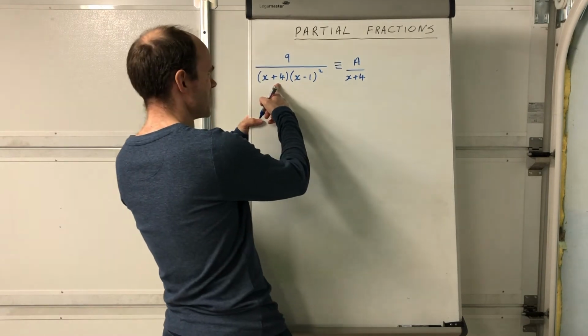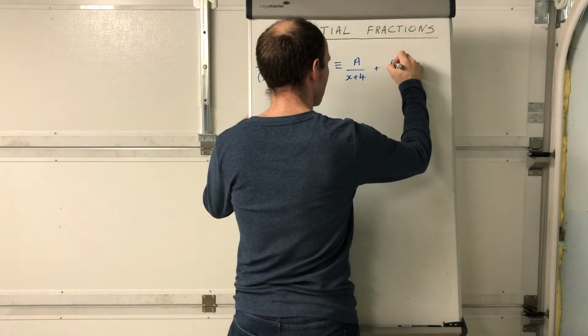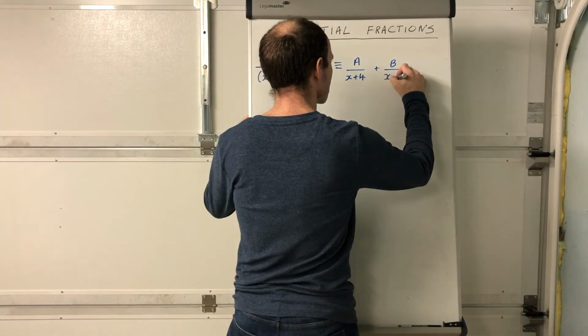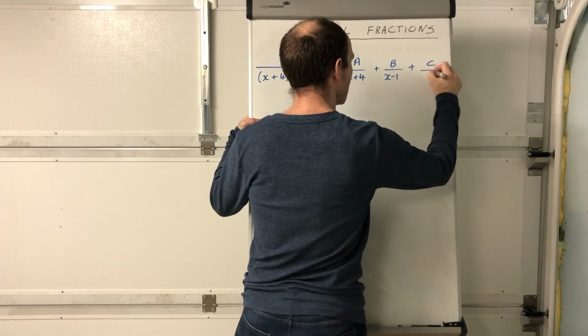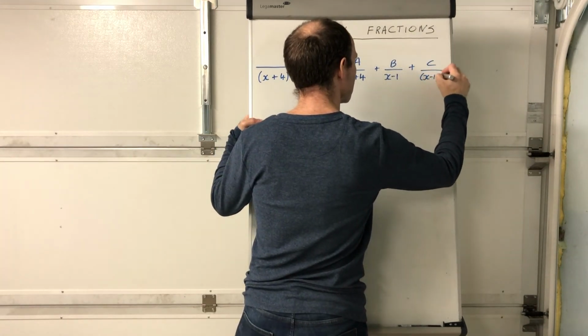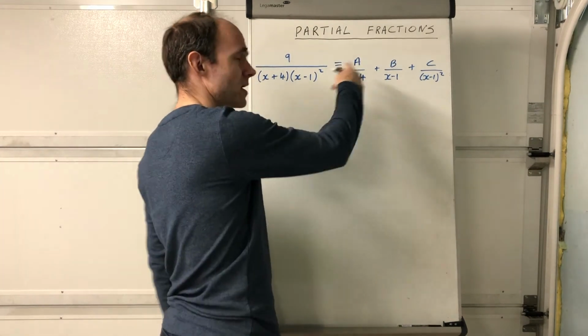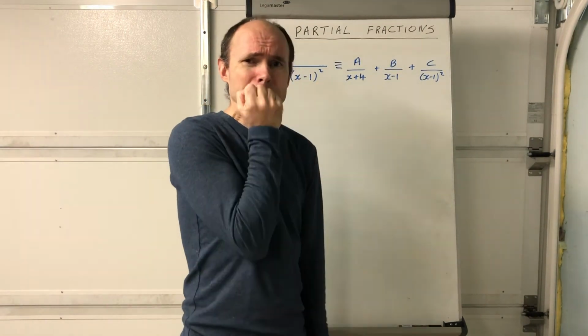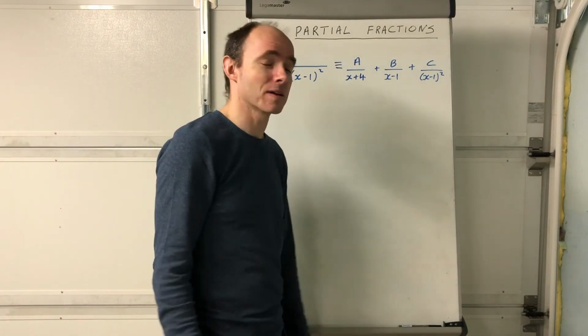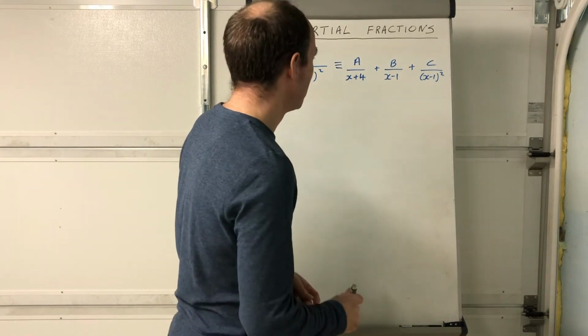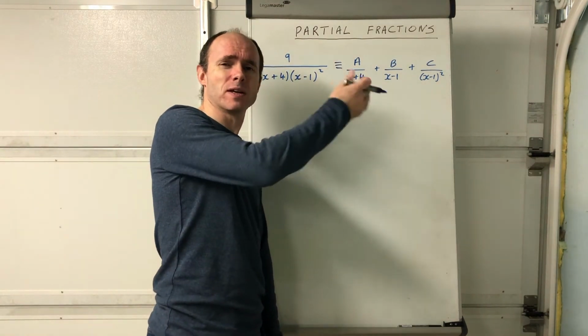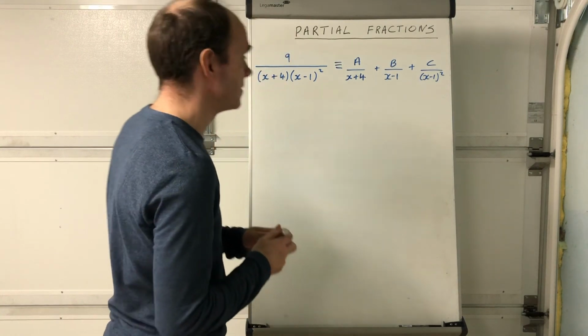So anyway, a over x plus 4 plus b over x minus 1 plus c over x minus 1 squared. Again, I'm guessing the values of a, b and c are not going to be integers. Oh no, it would be fractions possibly. Why don't you just pause here and have a go, see how you get on. Otherwise just stick with it and stay with me.